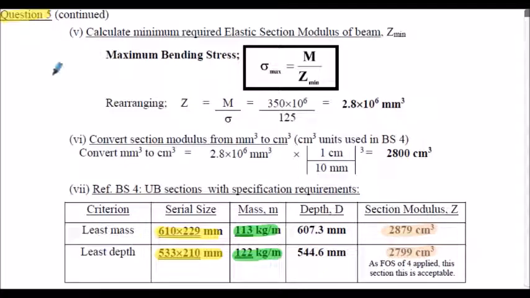Question 5, solution continues. So part 5, we're going to find the Z value, which is the maximum bending moment divided by the stress. So from the previous slide, maximum bending moment is 350 times 10 to the 6 divided by the permissible stress, 125 newtons per millimeter squared. So 2.8 times 10 to the 6 millimeters cubed is the minimum section modulus we need. Step 6, converting the section modulus from millimeters cubed to centimeters cubed, divide the value by 1,000. So 2,800 centimeters cubed. That's the minimum section modulus we're allowed to use.